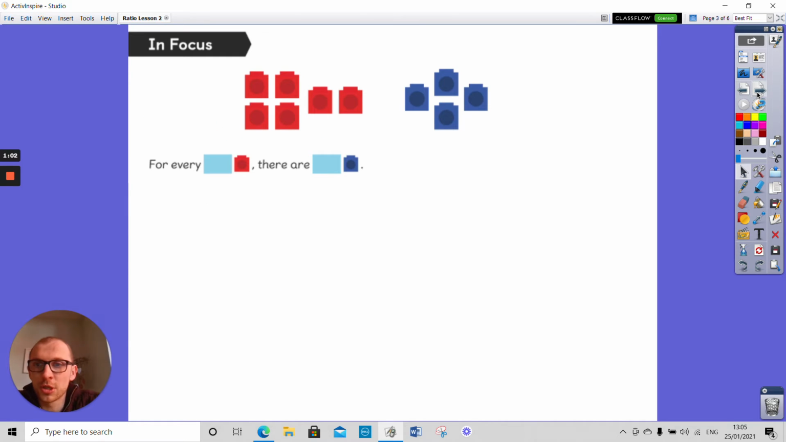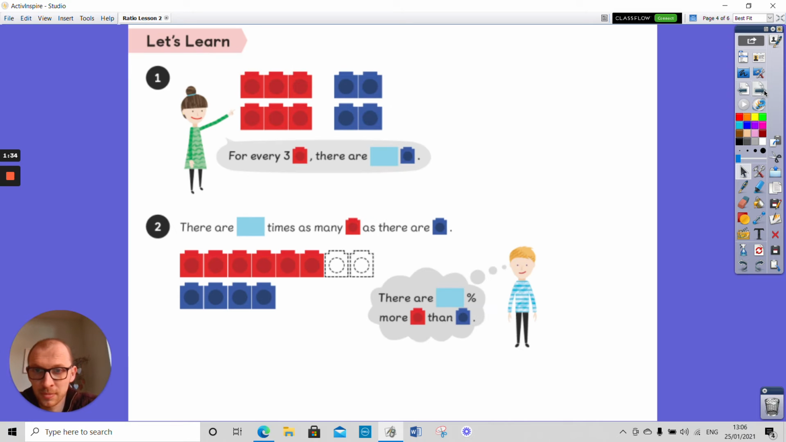Okay, so in focus today, we've got 1, 2, 3, 4, 5, 6 red cubes and 4 blue cubes. So it says for every blank red cube, there are blank blue cubes. So here you've got for every 6 red cubes, there are 4 blue. 4 doesn't go equally into 6, so it's 6, 4, 6, 4, 6, 4, and so on. So every time you've got 6 red, you've got 4 blue.